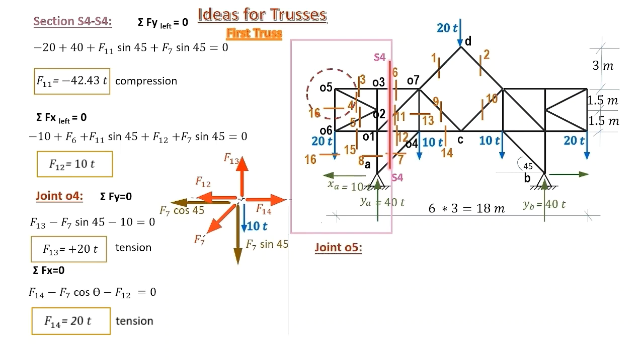Considering joint O5, we have members 3 and 4 and 16 connected to the joint O5. We really don't need to extract it outside. We know that members 3 and 4 are previously computed and we are left with one unknown, F16. Member 16 is vertical and therefore we should consider forces in the vertical direction to get this one unknown. This gives F16 equals 10 tons.